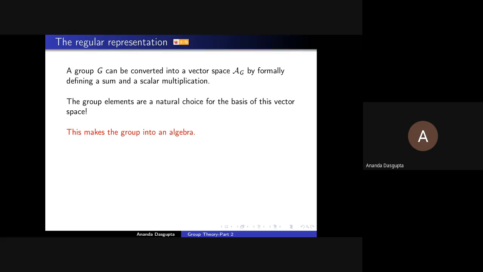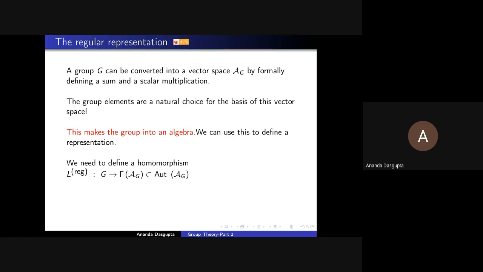Or this is what gives us a regular representation, to be more precise. So what we have done is we have converted the group into an algebra. Usually we convert vector spaces into algebra by defining how to multiply group vectors. Here we have converted a group into an algebra by going the other way around. You already had a multiplication, you have defined how to add them together. So you use this to define a representation.